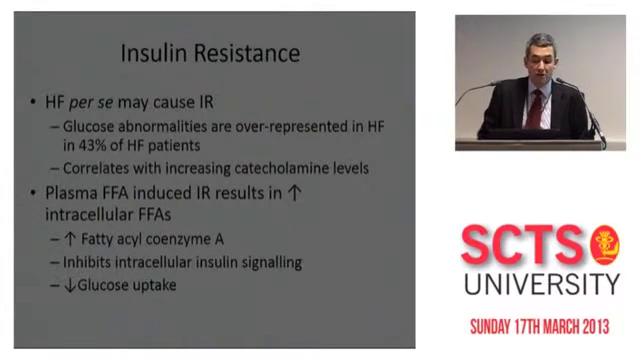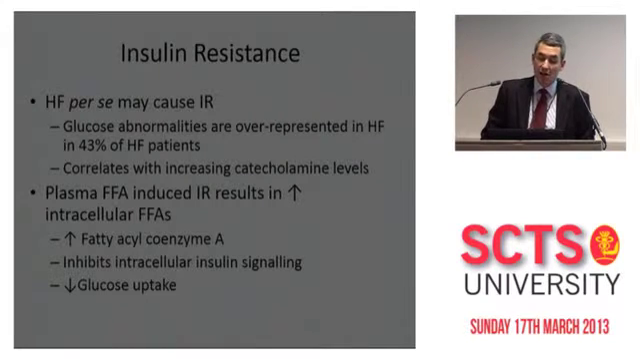We know that glucose abnormalities are overrepresented in heart failure, and 43% of patients with heart failure have significant insulin resistance, and that correlates to a certain extent with increasing catecholamine levels. And the plasma free fatty acids are increased with insulin resistance, and that leads to increased fatty acyl coenzyme A. It inhibits intracellular insulin signaling, and it actually inhibits glucose uptake.